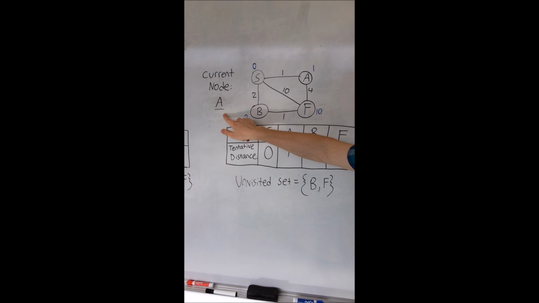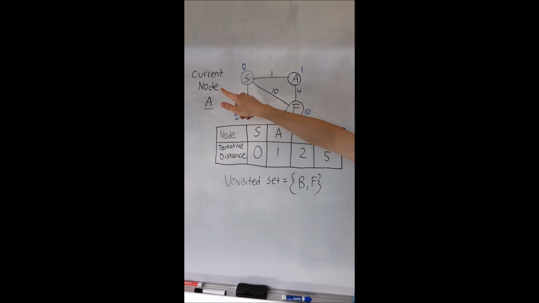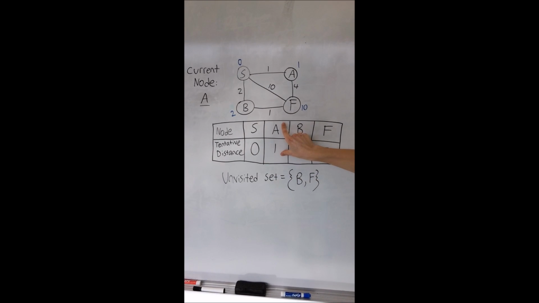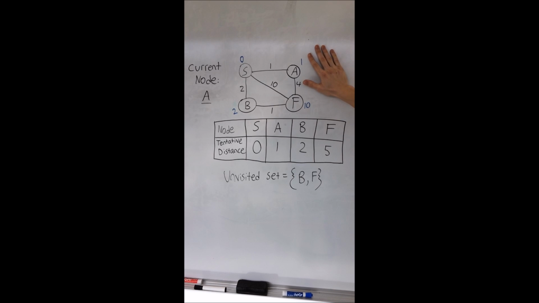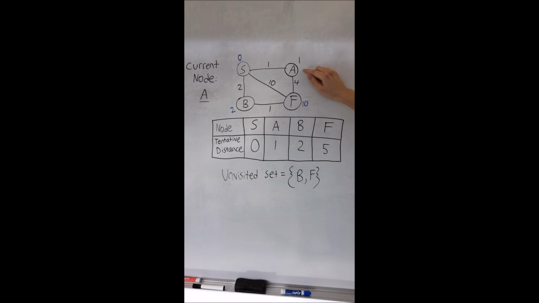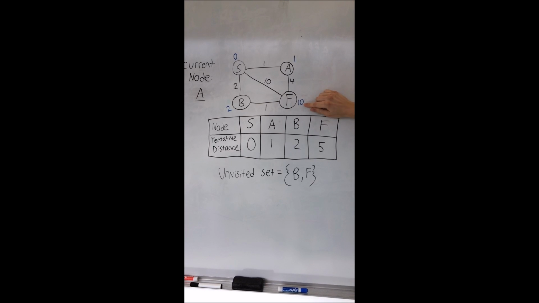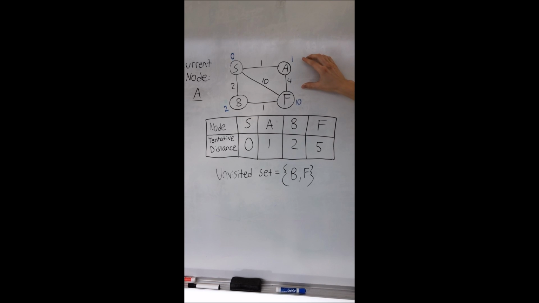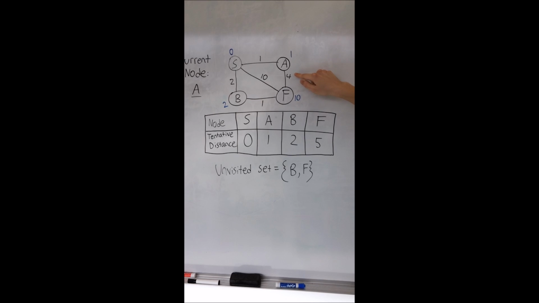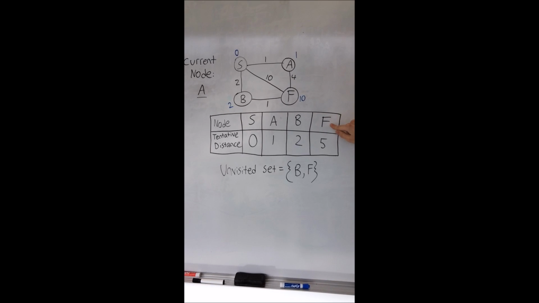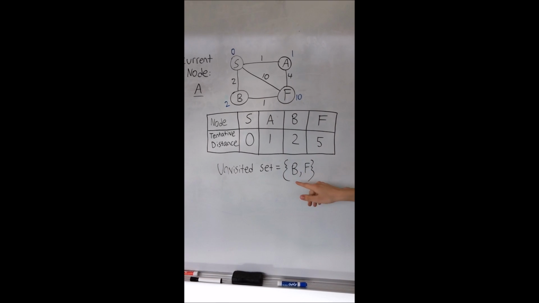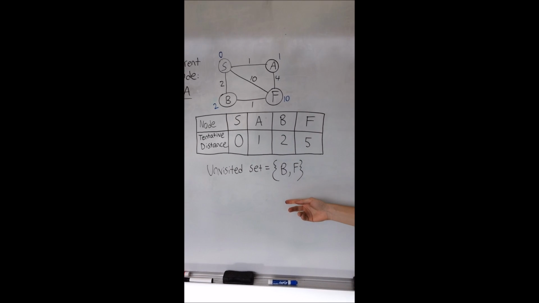We now pick a new current node. To pick the new current node, we select an unvisited node with the lowest tentative distance. In this case, that would be A. We then look at all of A's unvisited neighbors. In this case, that is only F. We then compare F's old distance value, which is 10, to the new path distance from A, which would be 1 plus 4. Because 1 plus 4 is less than 10, F's new distance value becomes 5 instead of 10, and the unvisited set is updated to remove A from the unvisited set.